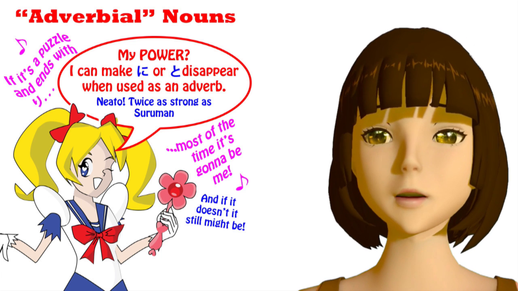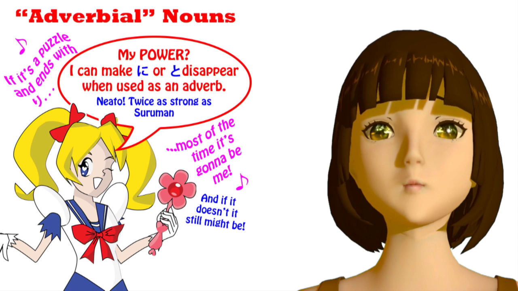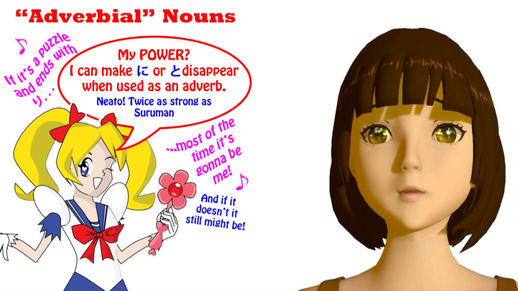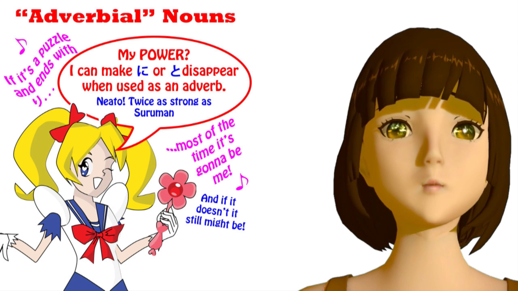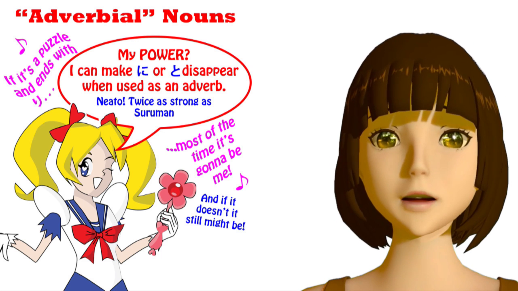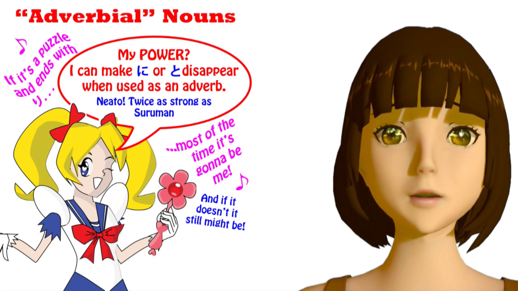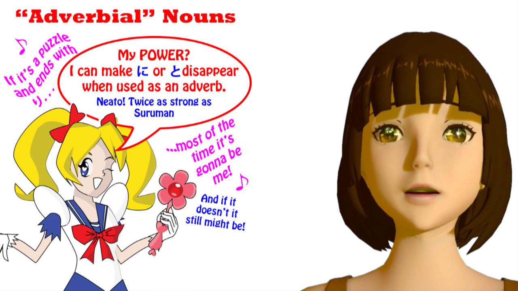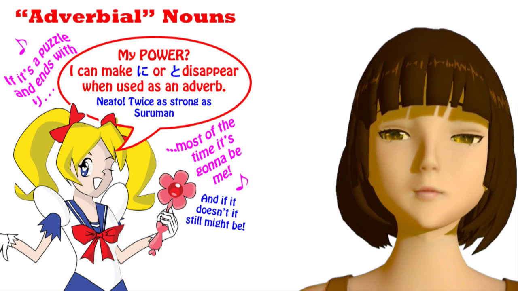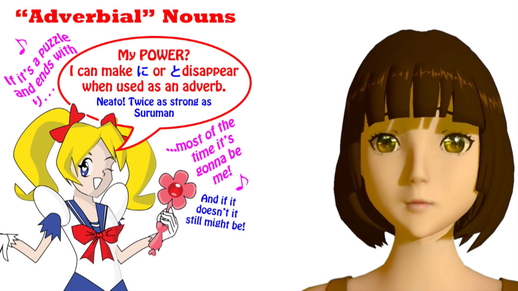As we know, any noun that's appropriate for the use can be turned into an adverb by adding ni. So shizuka, which is the noun quiet, can be used adverbially. We can say shizuka ni suru, do quietly, act quietly. We can say shizuka ni aruku, walk quietly. With adverbial nouns, we can drop that ni.